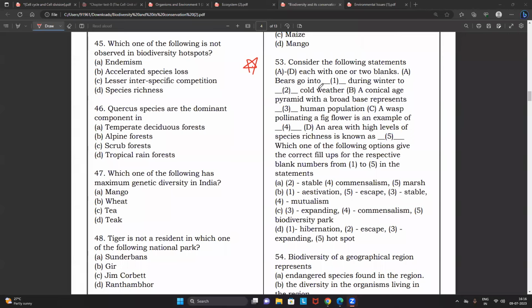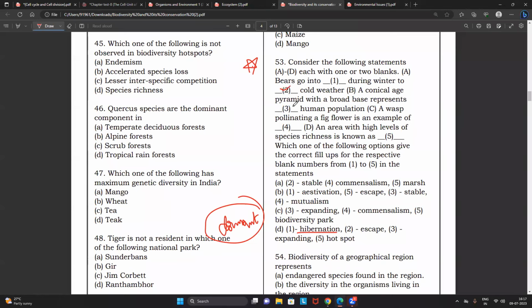Wonderful, very, very good. So you know, right, friends, the bears go into which period? Hibernation, because it is a dormant stage for them. So they will spend more time in the dormant condition in the winter. Correct? Winter to escape what? To escape the cold weather.